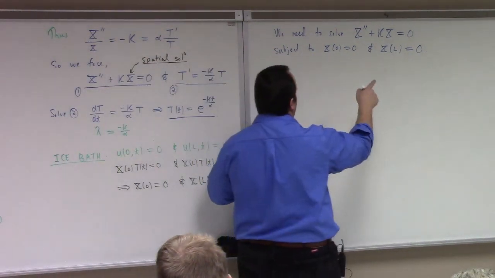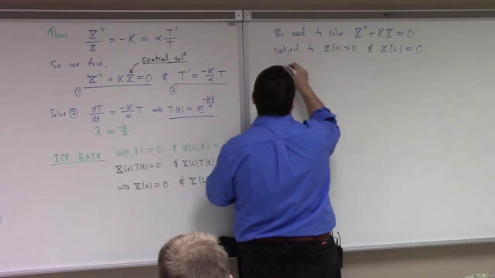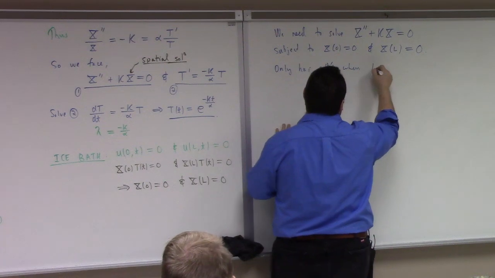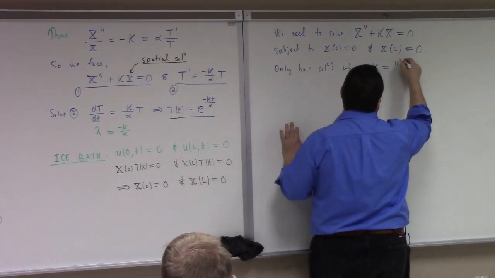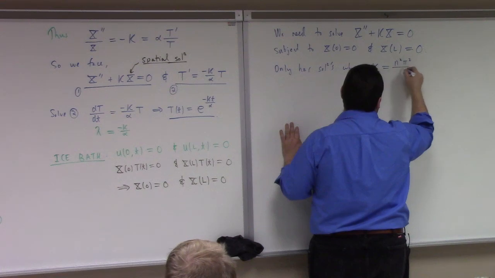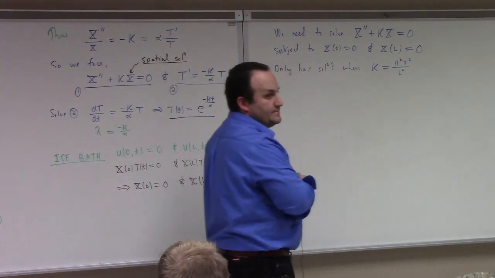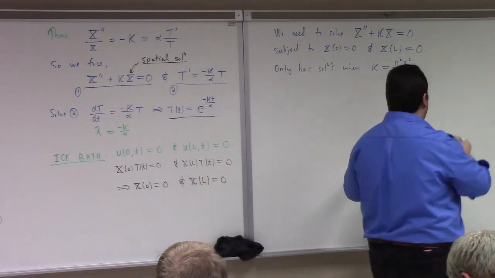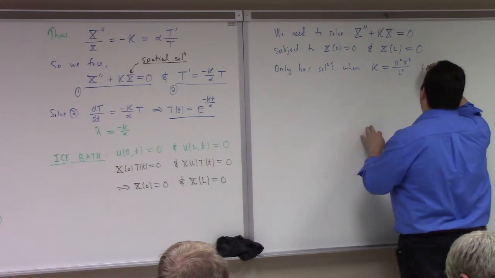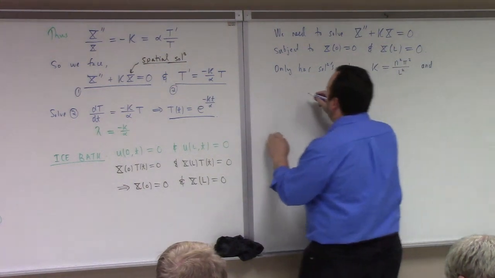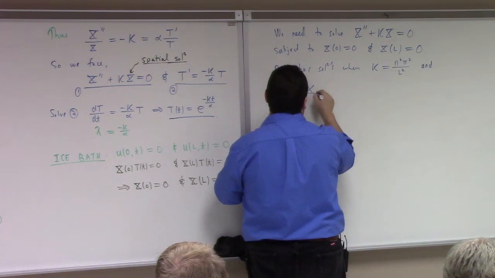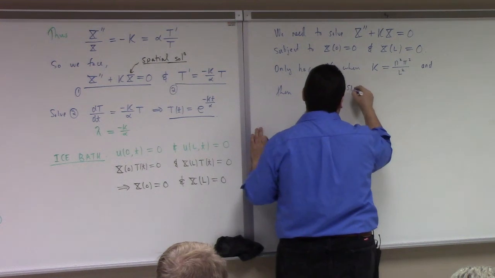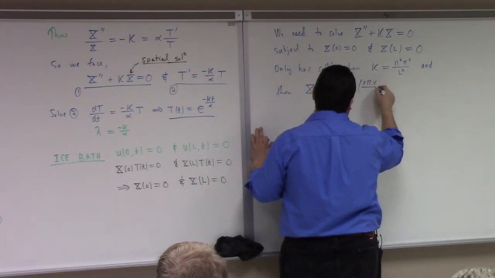So we learned that this only has solutions when? We actually need k equal to n squared pi squared over L squared, right? And when k is equal to that, they are what? We could say x sub n to indicate the n dependence. X sub n of x would then be sine of n pi x over L.